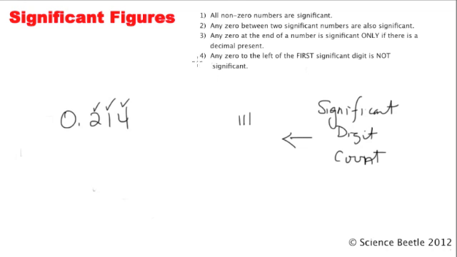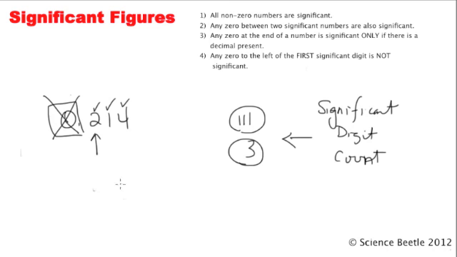But rule number 4 does apply. Any zero to the left of the first significant figure is not significant. The first significant figure in this problem is going to be 2. So that means that any zero to the left, and that's going to be this number here, is not going to be significant. So the 0 is not significant, and our total count here is going to remain 3. Okay? And so let's go ahead and try a different problem.